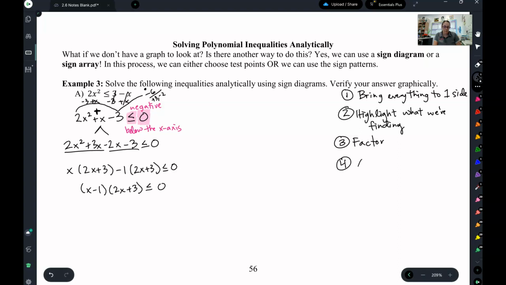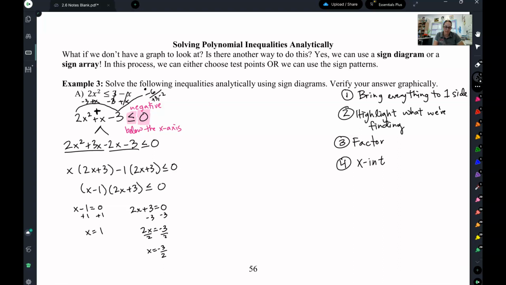Step 4, from the factors, you're going to get your x-intercepts. This is something we've learned this chapter. So we take our factors, set them individually equal to 0, and then solve, and those are our x-intercepts. So I'm going to have an x-intercept at 1 and an x-intercept at negative 3/2. Step 5 is where we're going to make our sign array.